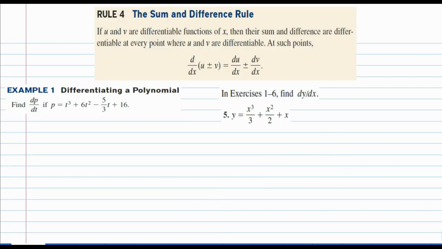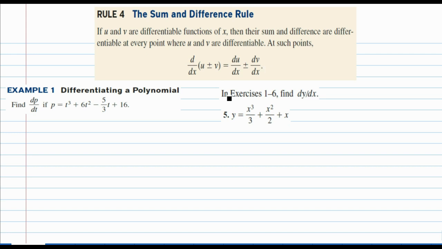Now the sum and difference rule is great in that it lets us use each of these rules independently on terms that are being added or subtracted. So we're going to use the sum and difference rule in combination with the other 3 we just learned for example 1, and then now try problem number 5.